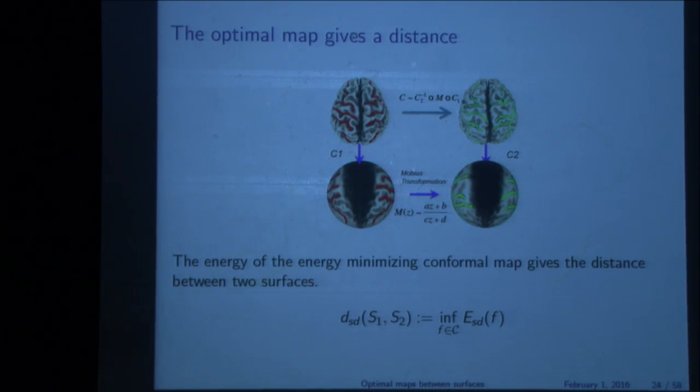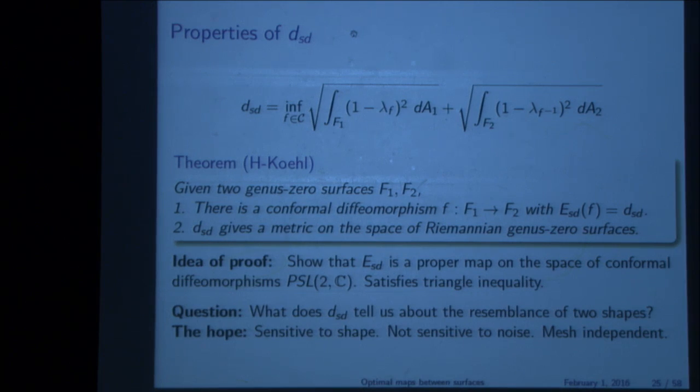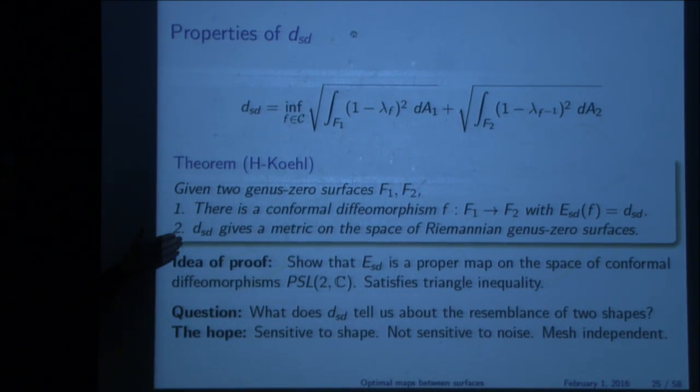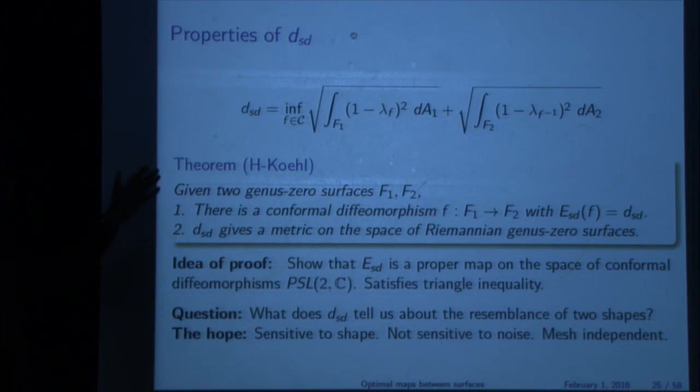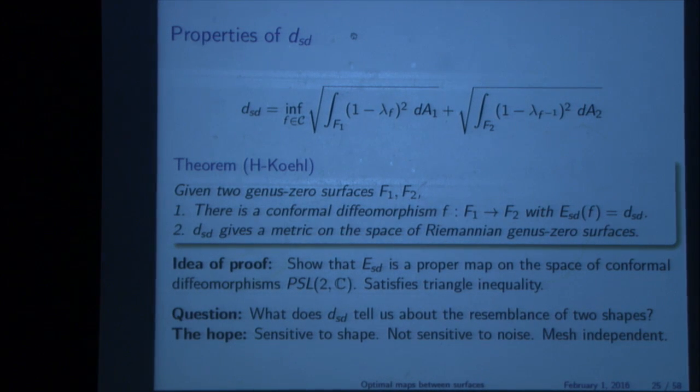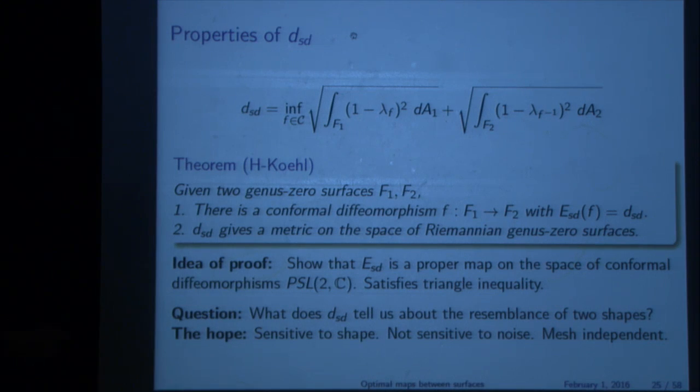And this energy, the symmetric distortion energy, is what we'll use to give the distance between two surfaces. And so the theorem that comes out of this idea is that if you do this process, then you can prove that there does exist a map which minimizes this symmetric distortion energy. And this isn't completely obvious because you're minimizing over PSL2C, which is a non-compact space. But it turns out that the energy goes to infinity as you leave compact spaces of PSL2C.